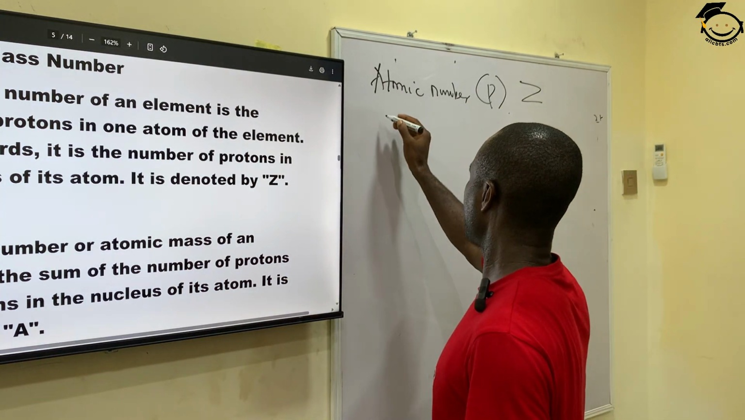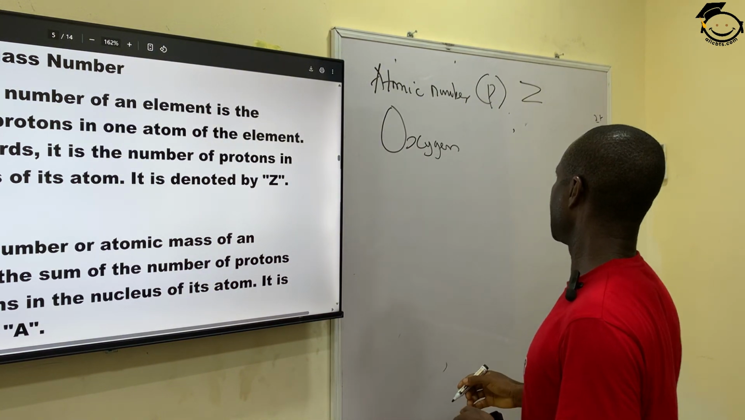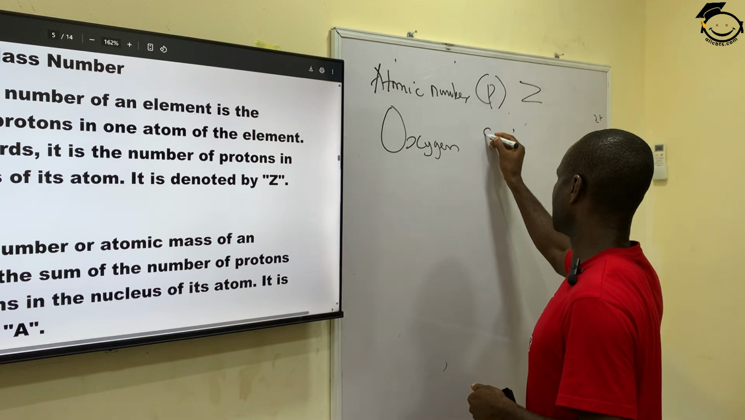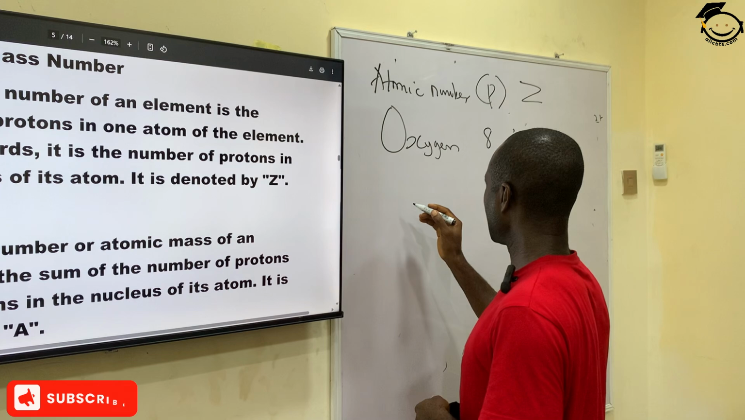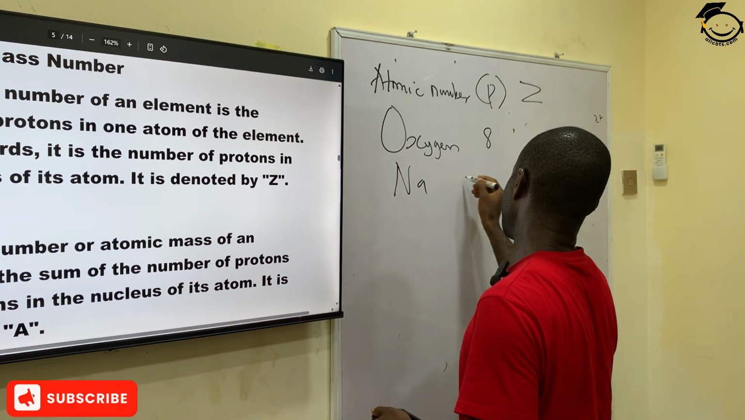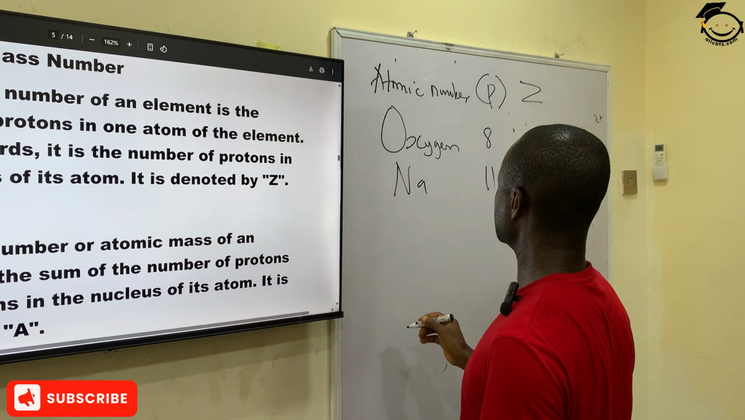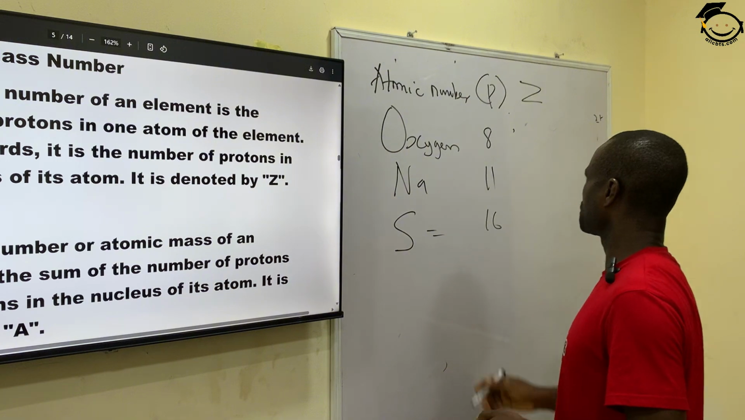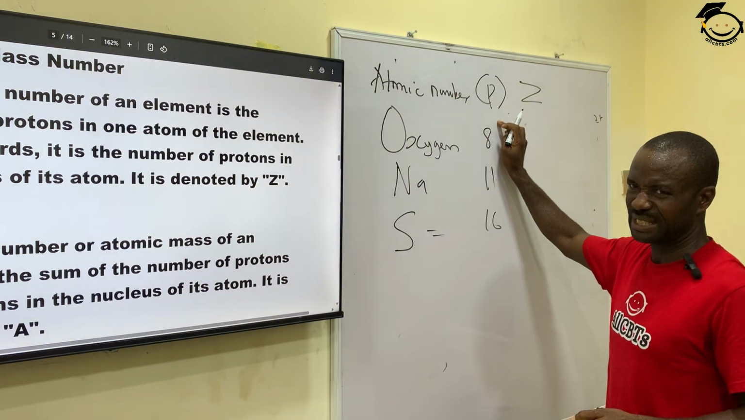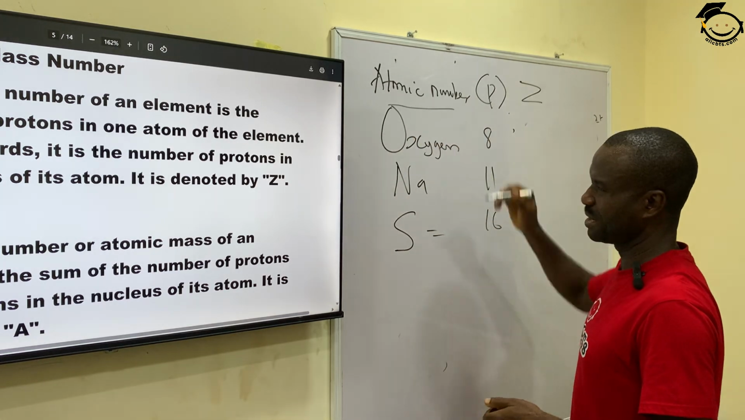Now, for instance, if we have oxygen, oxygen has the number of protons to be 8. 8 protons in there. Then we have another, sodium has 11 protons. Then another one is sulfur. Sulfur has 16. So the number of protons in an element makes up what we call the atomic number.